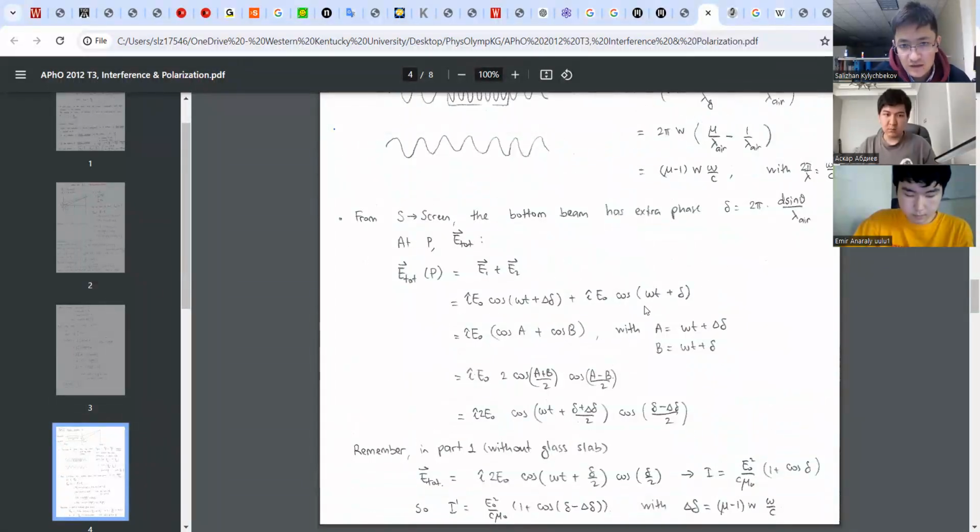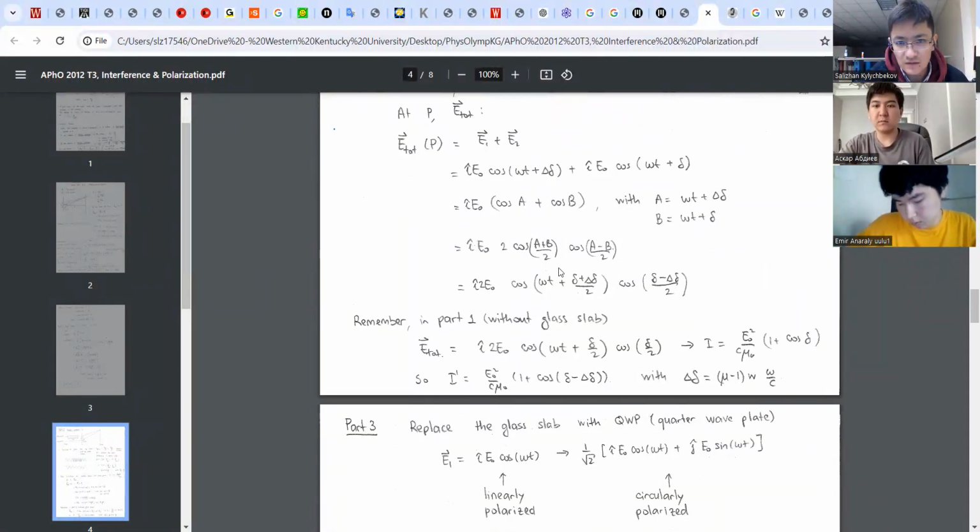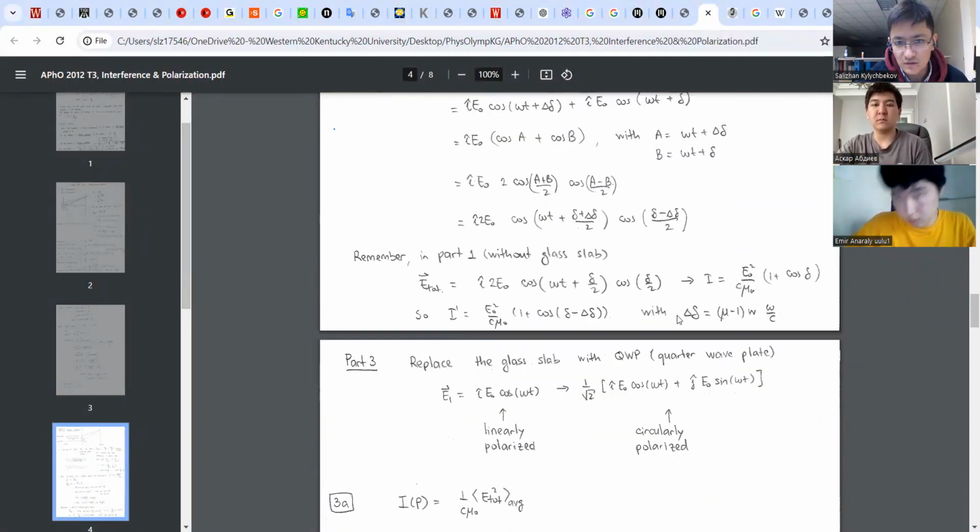And with that you solve the problem. The first one will pick up this phase, the second one will pick up this phase, right? Relatively. And then you do this calculation and you get the answer.